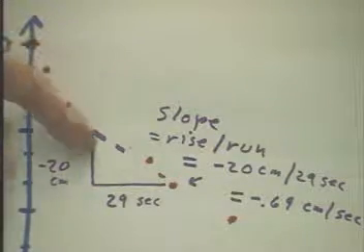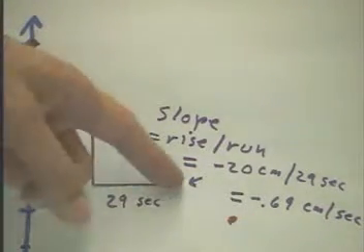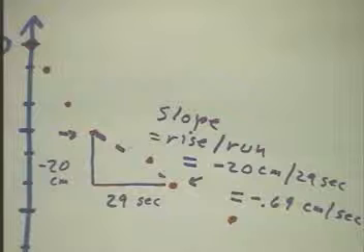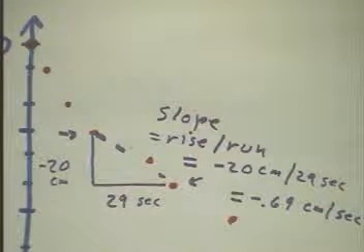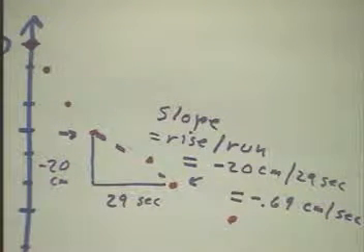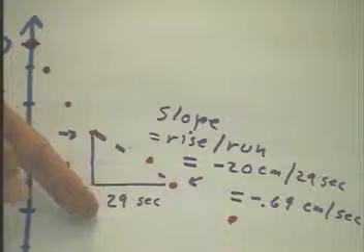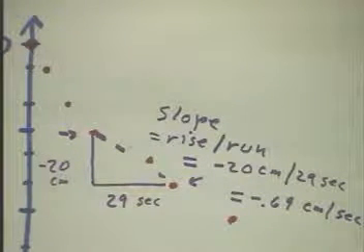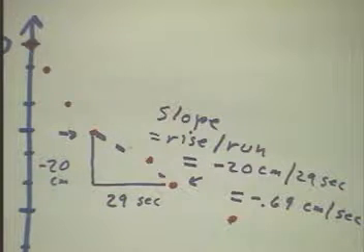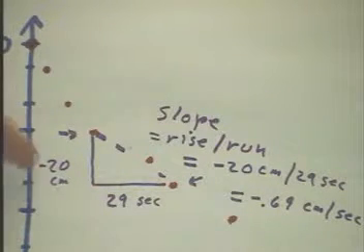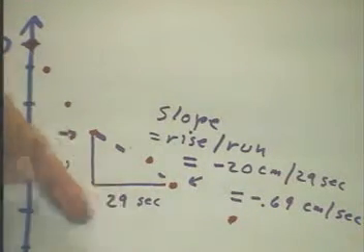So if we go negative 20 centimeters in 29 seconds, what's the average rate at which the depth is changing? Well, we're going to divide the negative 20 centimeters by the 29 seconds. When we calculate a rate, we divide the change in the quantity by the change in the time. For example, if you made $50 in 2 hours, which is pretty good, you'd be making money at the rate of $25 per hour. We divide the $50 by the 2 hours. We divide the change in the quantity by the time.